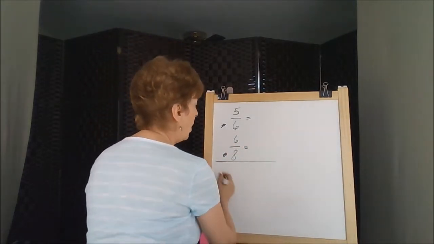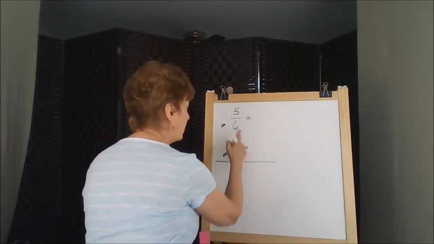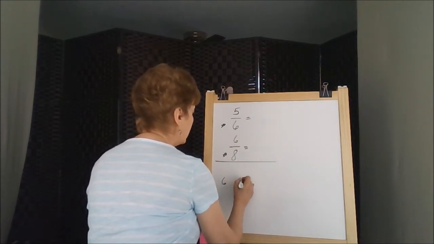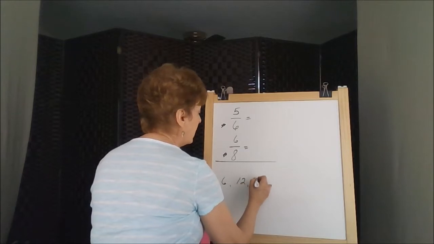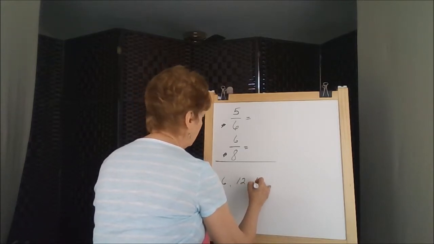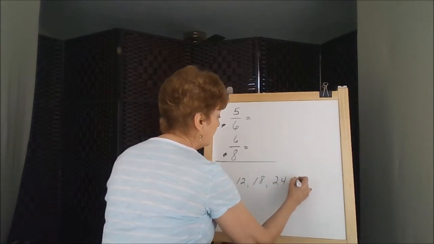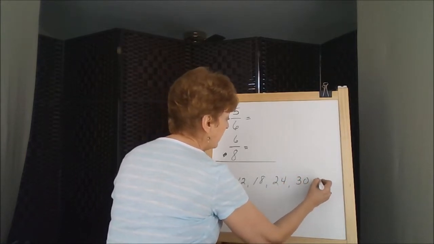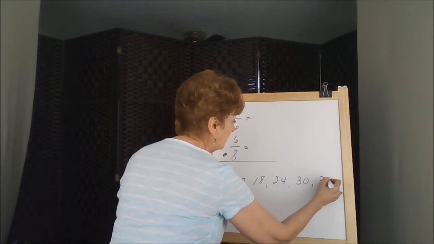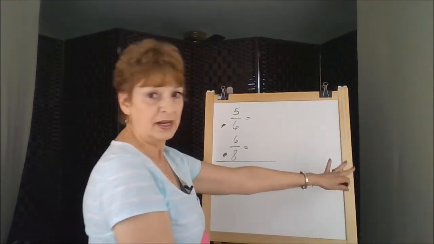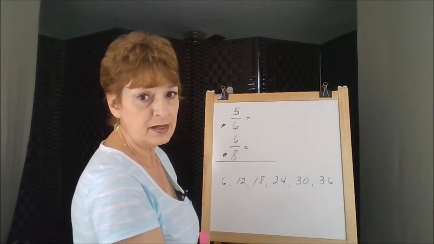If I was to do a whole multiple of 6, I would have 6 times 1, 6 times 2, 6 times 3, 6 times 4, 6 times 5, 6 times 6. And it goes on and on because those multiples go to infinity.